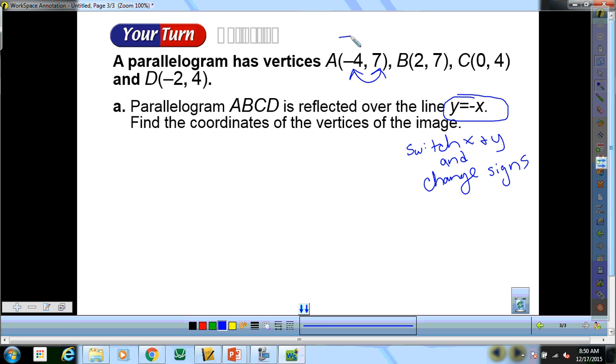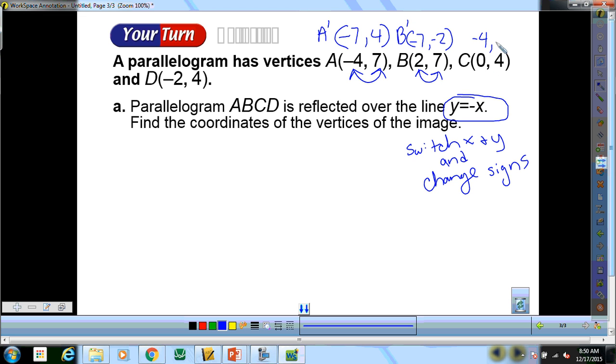So this would actually end up being negative 7, positive 4. Because this had been negative, now it's positive. This had been positive, now it's negative, and they've switched places. So that would be A prime. Now switch places and change their signs. So negative 7, negative 2. Switched places, changed the sign. Switch places, change the sign.